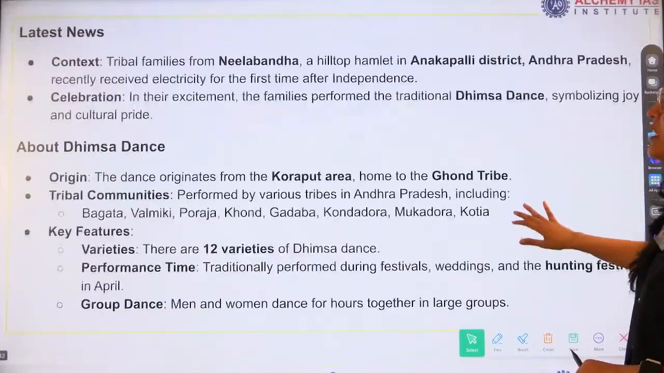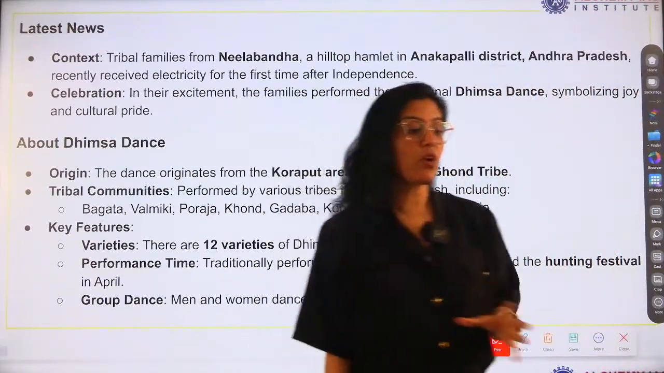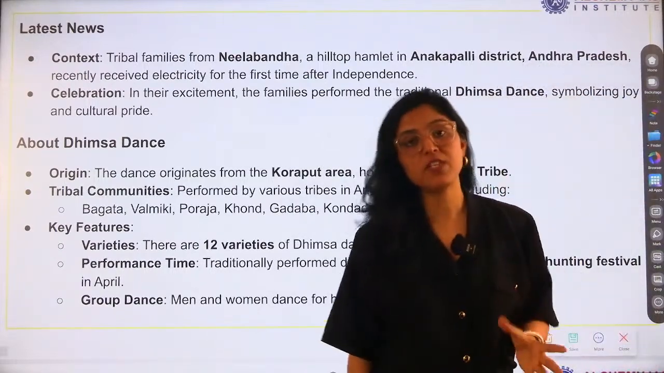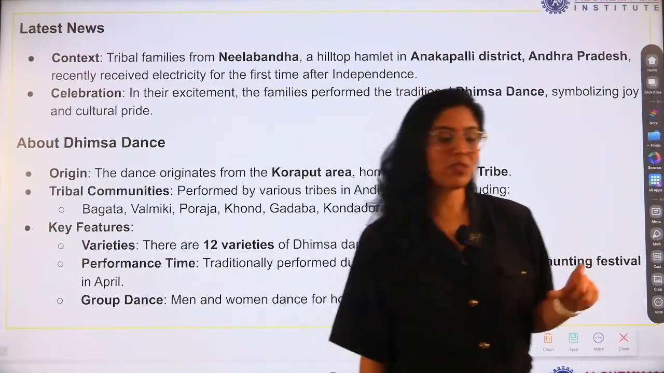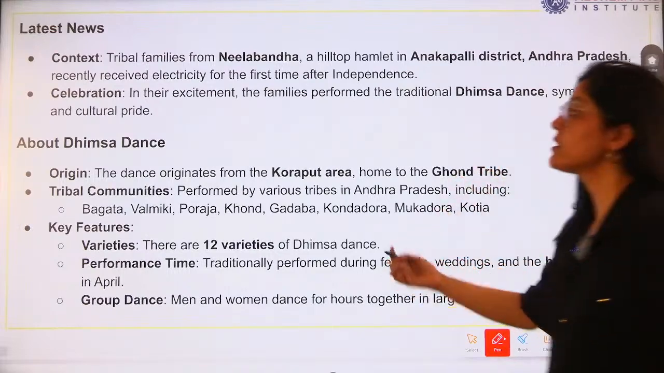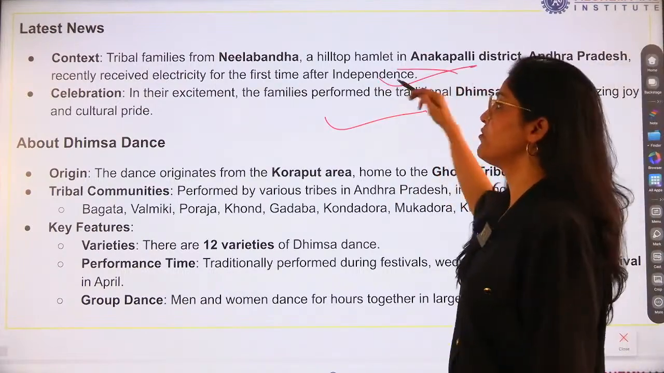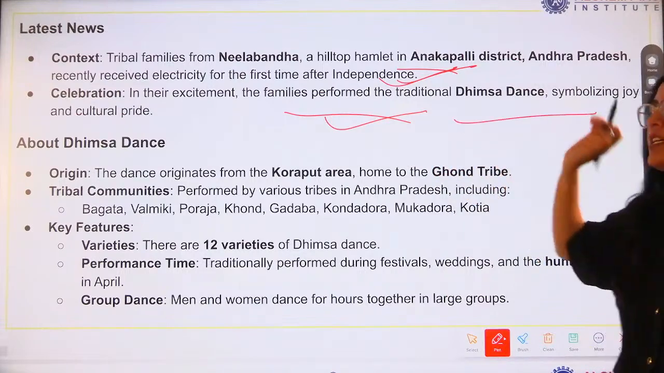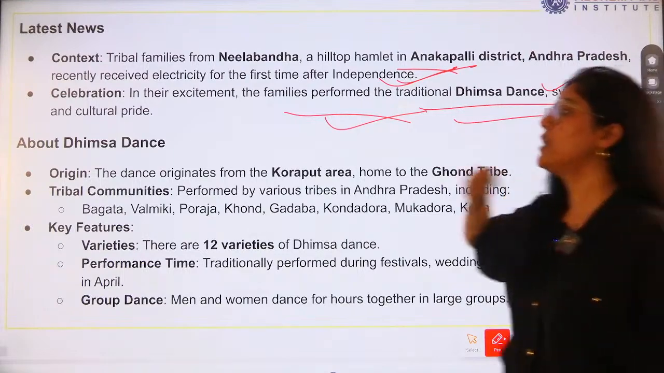Now you can see the development in India at the pace at which it is going on. Many tribal areas have not received electricity, and now they are getting it for the first time in 2025. So this is what different levels of development means. What is the latest news? Tribal families have received electricity for the first time and are celebrating. In excitement, the families perform the traditional Dhimsa dance, symbolizing joy and cultural pride.